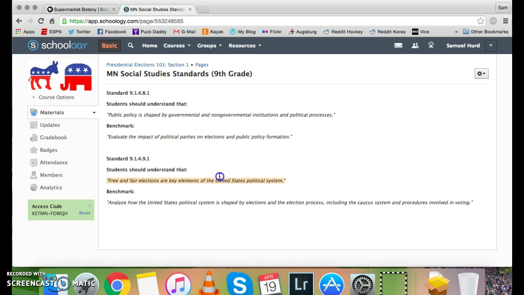And then this one: free and fair elections are key elements of the United States political system, how our system is shaped by elections and the process. I think another part of this is that we can cover this every day, and I mentioned in my application that one reason I wanted to teach this is because we're able to cover it on a daily basis. The idea of this being a horse race, and this being a very unique horse race.